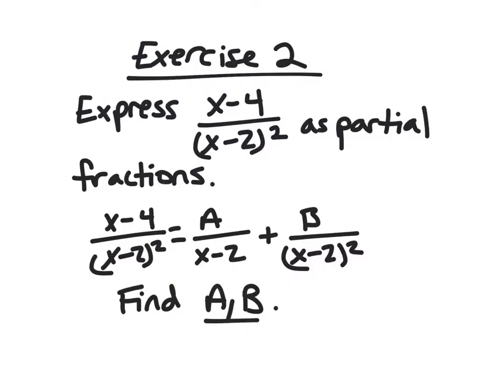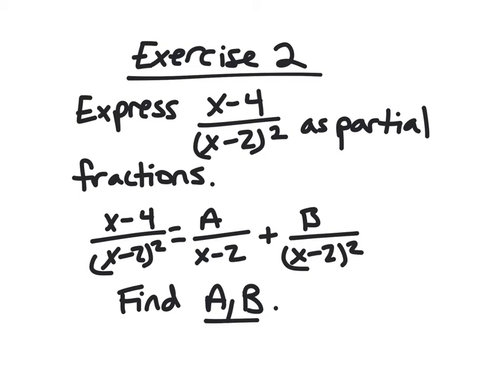All right, for your second exercise, I want you to express this rational function, x minus 4 over x minus 2 squared, as partial fractions. So by partial fractions, that is just what we're doing, splitting it up into a sum. And so in this case, with a repeated factor, you know it should look like a over x minus 2 plus b over x minus 2 squared. So I want you to find the a and the b that make this.